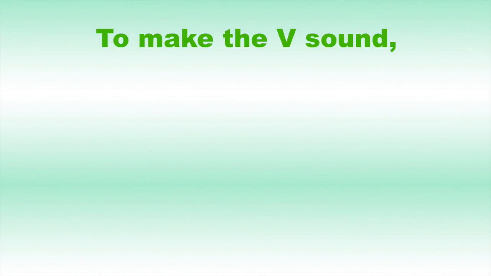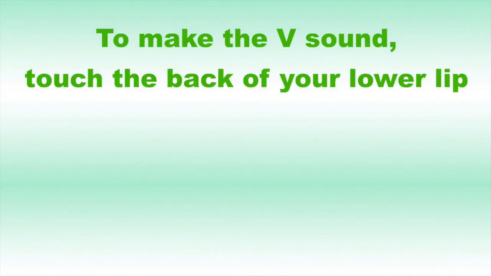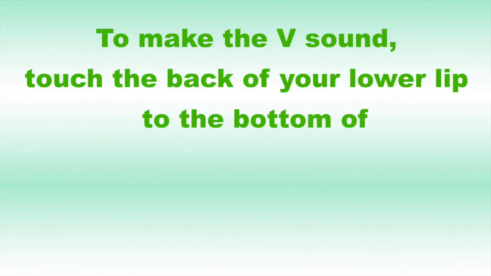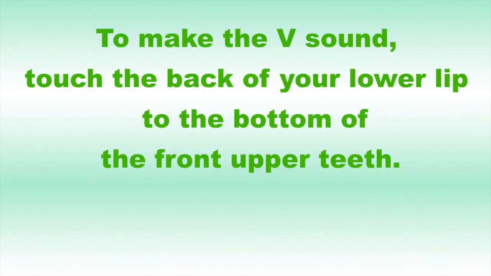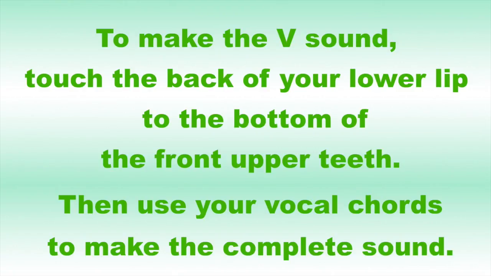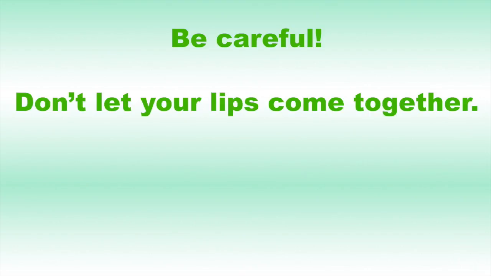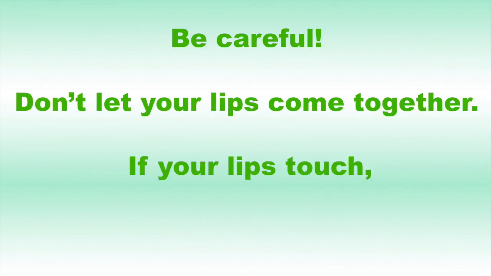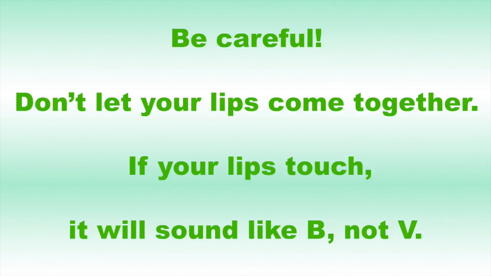To make the V sound, touch the back of your lower lip to the bottom of the front upper teeth. Then use your vocal cords to make the complete sound. Be careful. Don't let your lips come together. If your lips touch, it'll sound like B, not V.